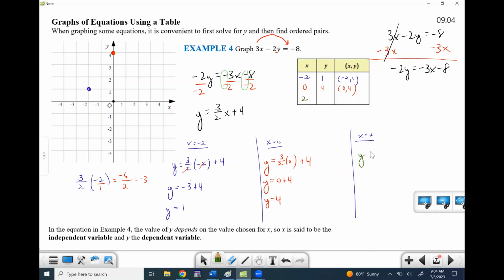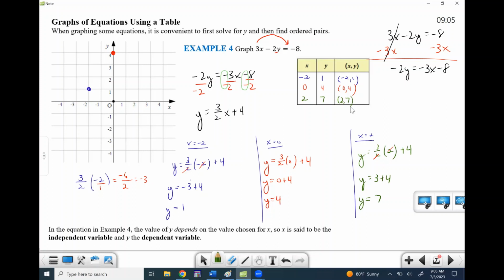All right, let's go with this last 2. So it's going to be y equals 3 over 2 times 2 plus 4. And we know that those 2's are going to cancel. One's in the top, one's in the bottom. So we just get y equals 3 plus 4. So we get y equals 7. All right, so this is going to be the ordered pair 2, 7.